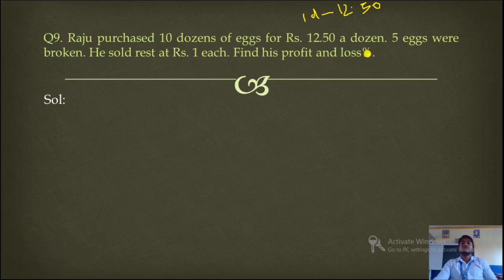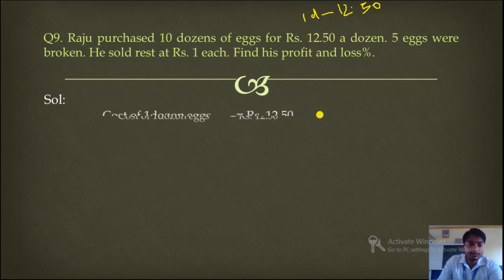So here first we have to find out the total cost price for 10 dozen of eggs. Then we have to find out total number of eggs. Then we have to subtract 5 eggs from the total number of eggs. Why? Because 5 eggs were broken. That cannot be sold. Rest will be sold at rupees 1 each. Then we have to find out profit or loss percent. So let's see one by one.